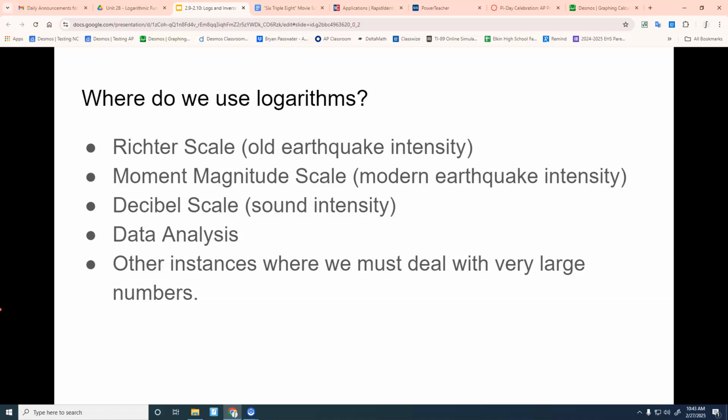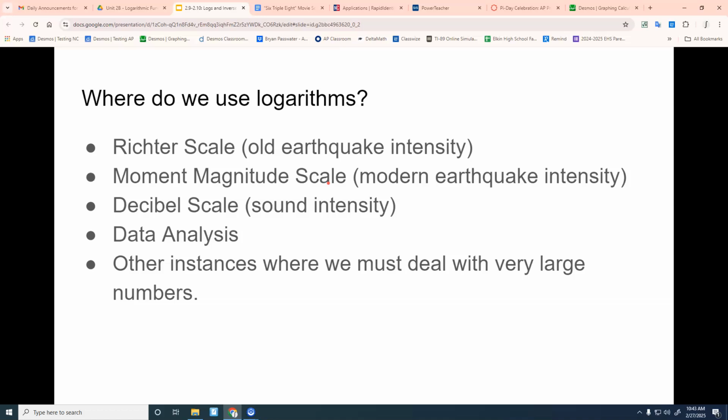Although whenever I was looking this up, I discovered that we don't use the Richter scale anymore. In fact, I learned that the Richter scale has been replaced by the moment magnitude scale, which is what they use whenever they are classifying how intense an earthquake is. However, most people still call it the Richter scale, even though it's not really the number that they're using anymore. Both of those, however, are logarithmic scales.